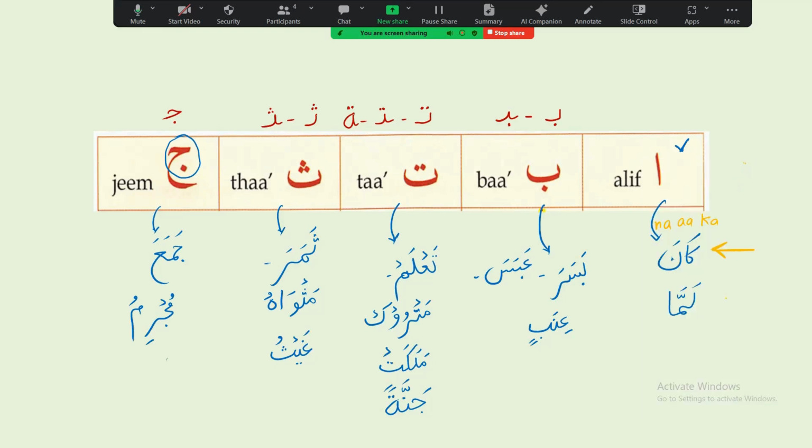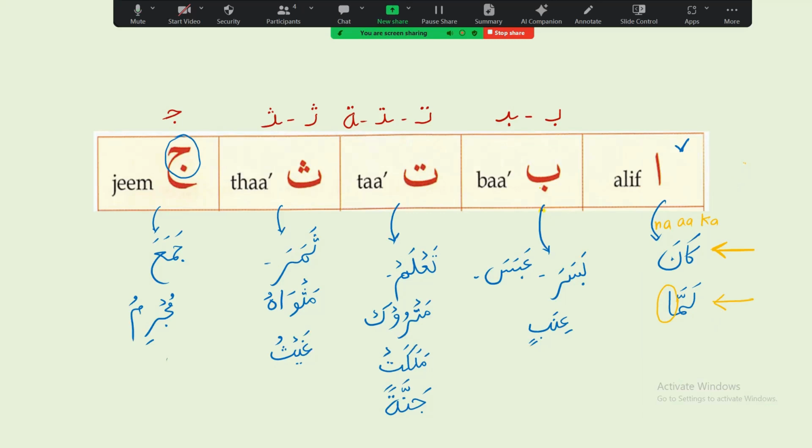Let's move on to the next example, where alif is now at the end, like this. Lamma, the sound at the end is alif. Now moving on to the second alphabet of Arabic.